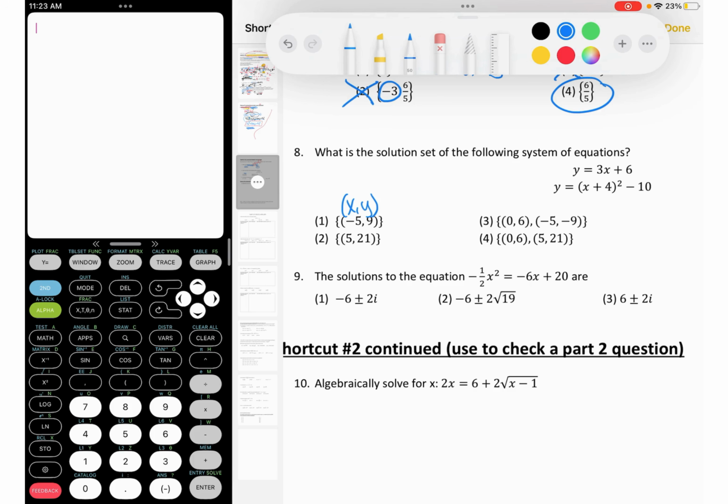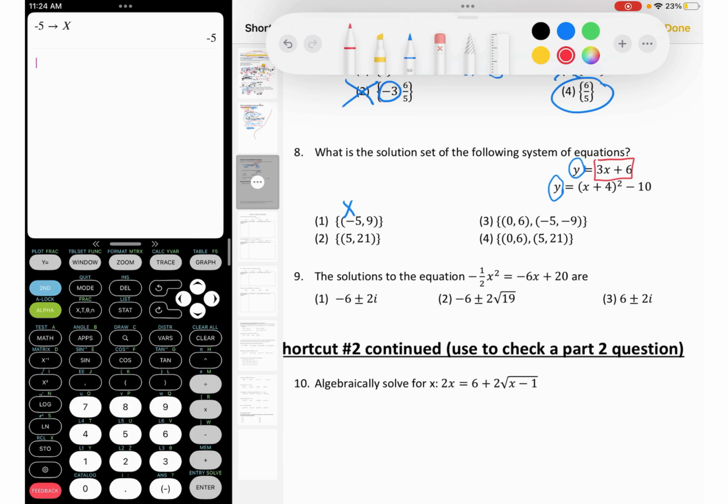So you can use that -5 stow x, 9 stow y for checking choice 1, or you can just plug in the x and see if it ends up getting you that y value. So I'll show you what I mean. For choice 1, because this is in the x spot, -5 stow x, enter. And because this one has the y by itself, it'll be much easier to just plug in the x and see if it's equal to that y.